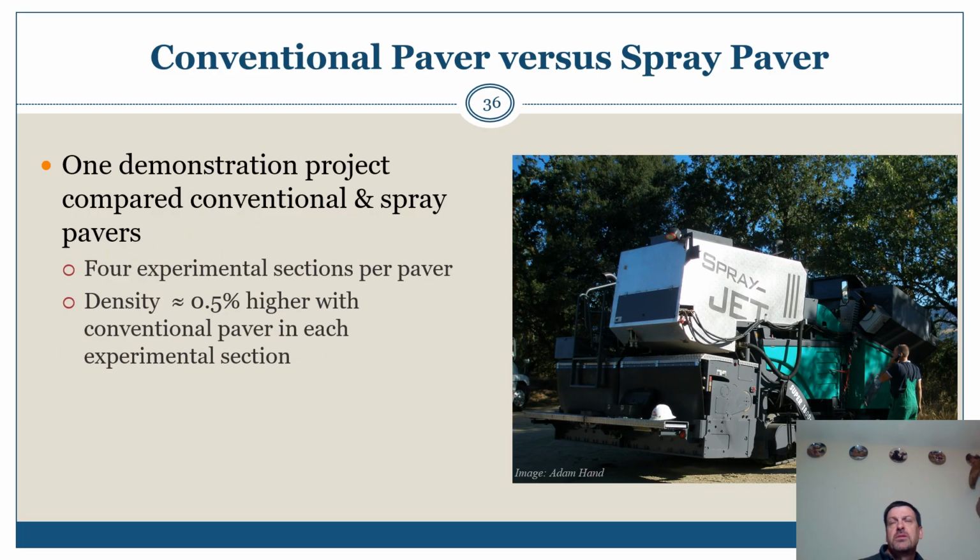On one demonstration project, 4 experimental sections were paved, and on those 4 experimental sections, both a conventional and spray paver were used. So the difference in density that was observed between the conventional and spray paver was about 0.5%, and it was actually higher with the conventional paver.